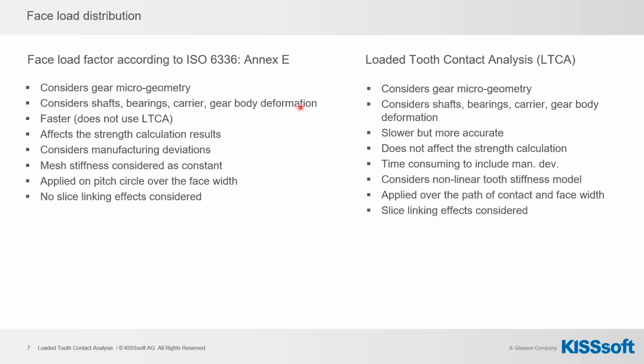So both of these methods consider gear microgeometry. We can consider shafts, bearings, the carrier, the deformation of the gear body. However, Annex E is slightly faster. But there is a limitation. For example, the mesh stiffness in the ISO Annex E is considered constant, which is obviously not really the case, right? It's an assumption. However, the loaded tooth contact analysis considers and calculates a nonlinear tooth stiffness model based on tooth bending, Hertzian flattening, and tilting of the gear body.